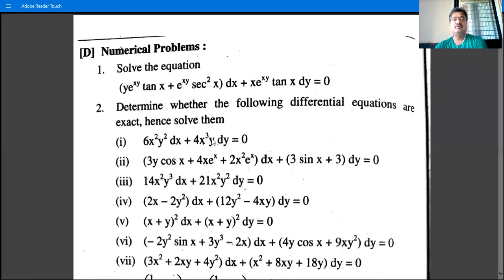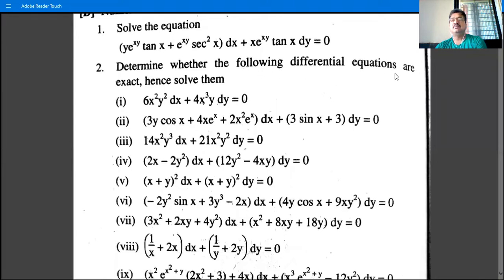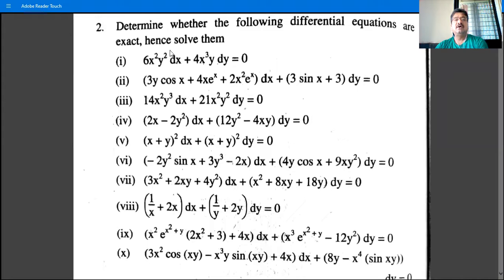Problems for homework on exact differential equations. So the question is: determine which of the following differential equations are exact and hence solve them. That is, we have to determine whether these differential equations are exact or not exact, and if it is exact, then find its solution.